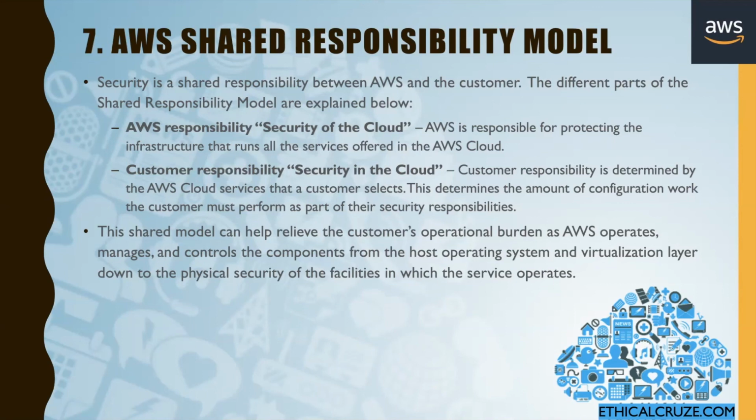There are two different parts of the shared responsibility model. The first one is AWS responsibility, which is security of the cloud. What AWS is providing you is the cloud, the infrastructure. So AWS is responsible for protecting the infrastructure it is providing, and that runs all the services offered as part of this cloud. But being a customer, you have the responsibility of maintaining security in the cloud. You are the one who is using that infrastructure, and building an application on top of that.